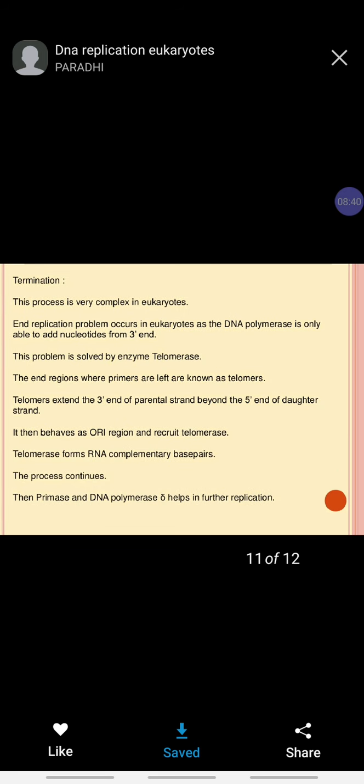Then the termination process is much more complex in eukaryotes. This problem is solved by the telomerase enzyme. Telomerase is an enzyme which is responsible for the termination process. It extends the 3' end of the parental strand beyond the 5' end of the primer's daughter strand. So telomerase forms RNA complementary base pairs. The process continues. Then primase and DNA polymerase delta help the further replication.